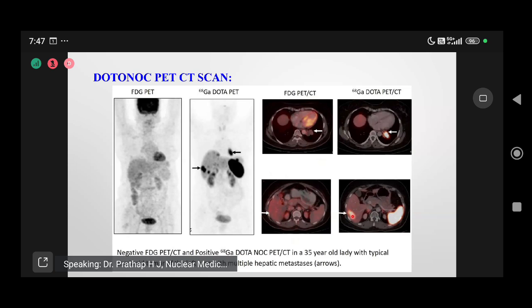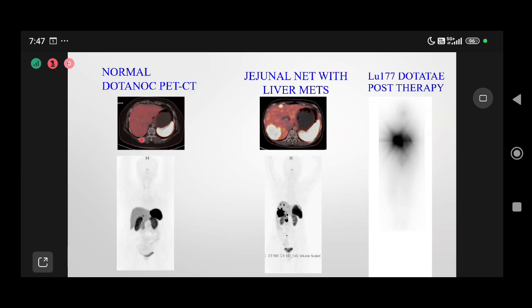You can clearly see there is a liver metastasis over here, which is not picked up in the FDG PET CT. And this is the gallium DOTA. Here we can pick up the liver metastasis. Then this is one more example, where we can see the DOTANOC PET CT scan. This was a case of jejunal NET with liver metastasis, a very big lesion, and later he was given lutetium dotatate therapy. We usually give intra-arterial lutetium dotatate directly to the liver with the help of an interventional radiologist. The idea is to deliver the maximum dose in the first pass, therefore avoiding renal excretion and getting the maximum benefit with a smaller dose.